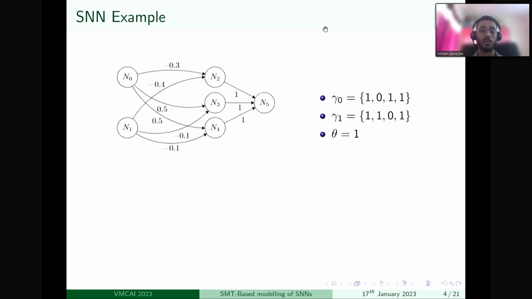Now, when a neuron receives an input signal, it starts building up a potential until a specific threshold is met. Once the specific threshold is met, all the stored potential is lost and the neuron will send out an output signal. This means that a neuron is inactive until the threshold is met. So in this context, let us consider two input spike trains, gamma 0 and gamma 1, corresponding to N0 and N1. And let us say that the neuron threshold for all the neurons is 1.